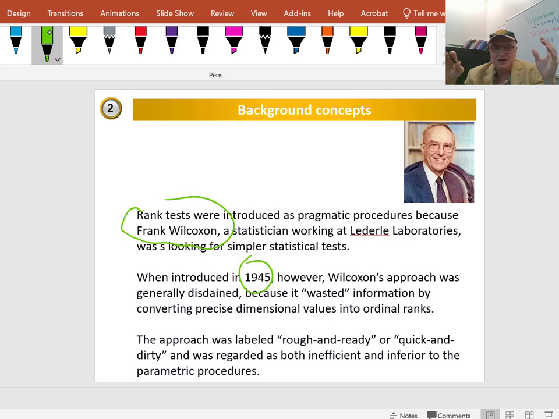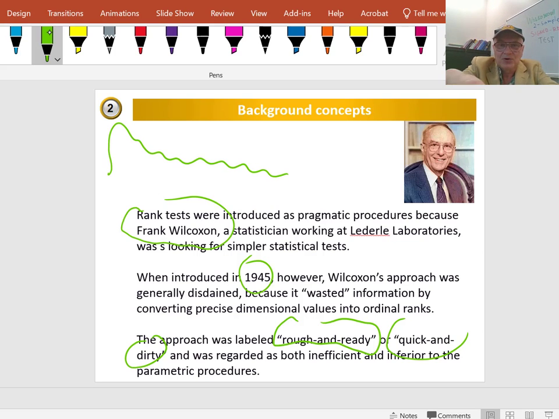Because we just use the ranks instead of original observations, Wilcoxon thought his test was not as good as the t-test. He thought his test wasted information obtained from the sample, and that it was rough and ready, quick and dirty, and so on. Fortunately, that is not the case. This Wilcoxon test, in the case when populations are not normal, for example we have skewed distributions, or any symmetrical distribution, is much better than the corresponding parametric t-test.